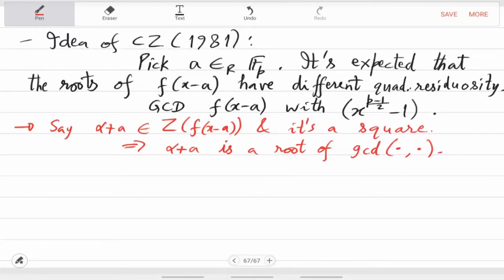if there is a root which is a square and there is a root which is a non-square, both of them are there, then when you take GCD with x to the (p minus 1)/2 minus 1, f would factorize. So, actually the bad case is when f has either only squares as roots or only non-squares as roots, in which case you will shift by a and try to make them different. If they are different, then GCD factors. So, that is the algorithm.